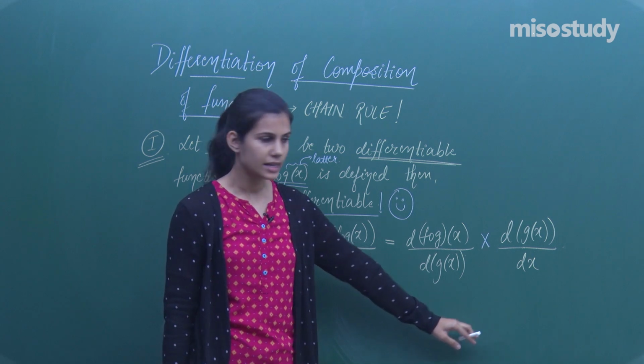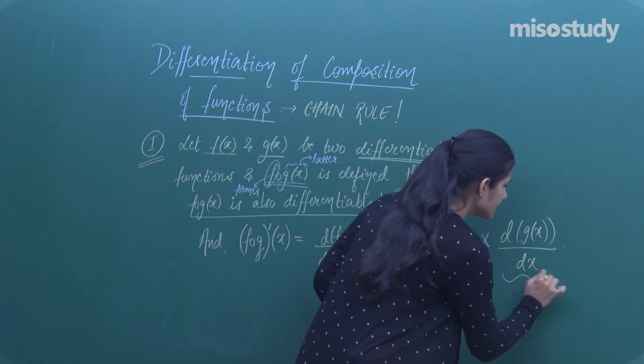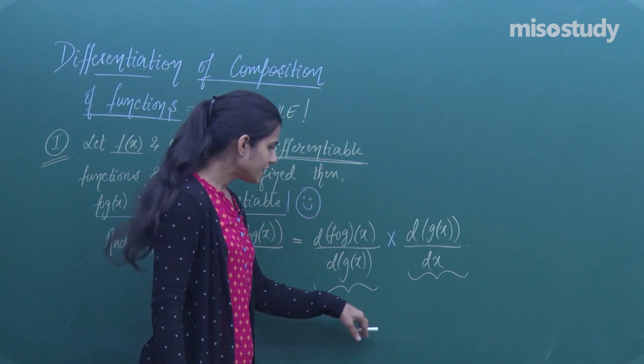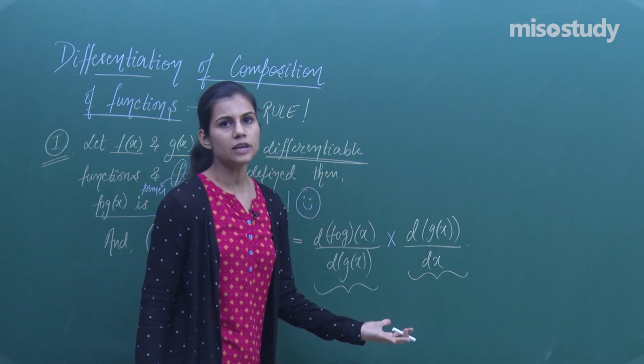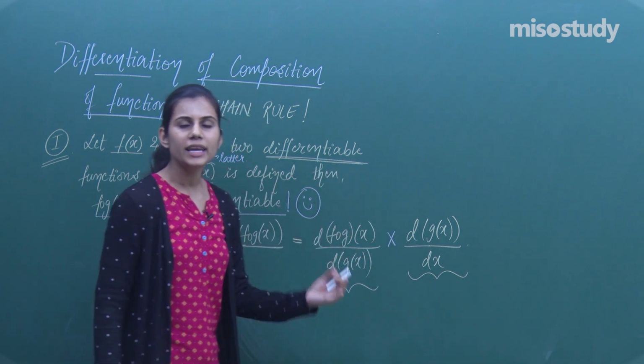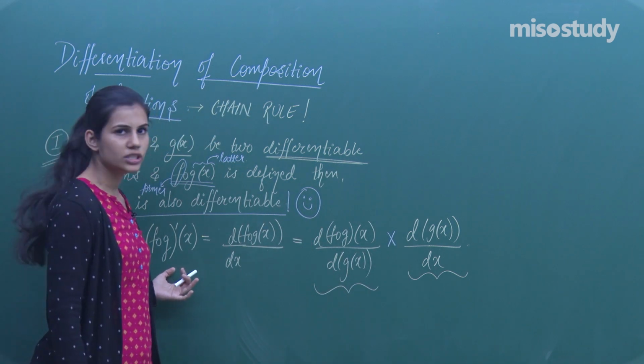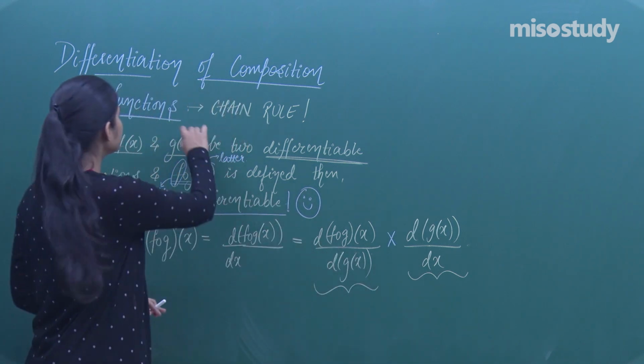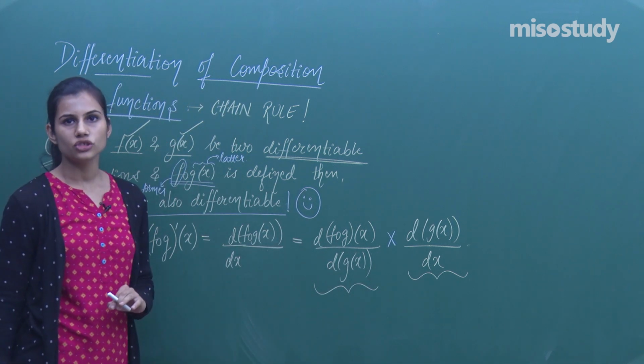And because this is existing finitely, a finite quantity into a finite quantity is obviously a finite quantity, and therefore we ensure that yes, the derivative of f of g exists at each point of its domain. Why are they finite? Because g is given to be differentiable, f is given to be differentiable.